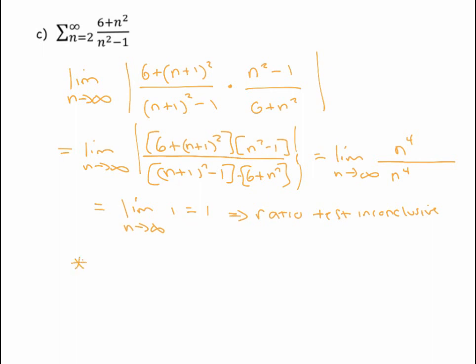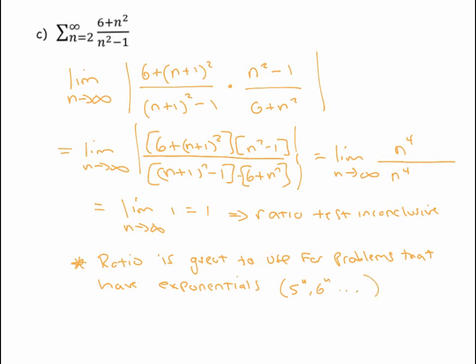I'm just going to finish with a little comment. The ratio test is great to use for problems that have exponential terms, like 5 to the n, 6 to the n, etc., and or factorials. Those problems should pop out as ripe for ratio test type problems. Here, this one had neither, and in this case, it was not the right test to use. Okay, so that's the ratio test and some examples.